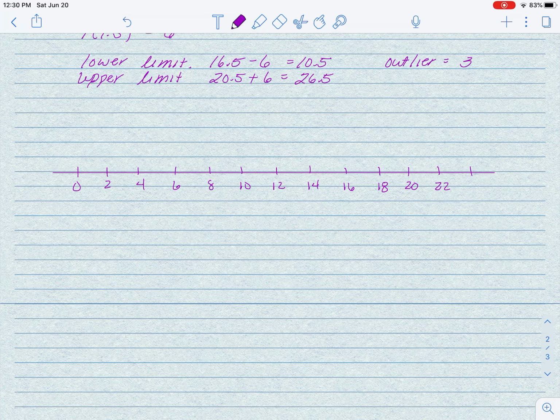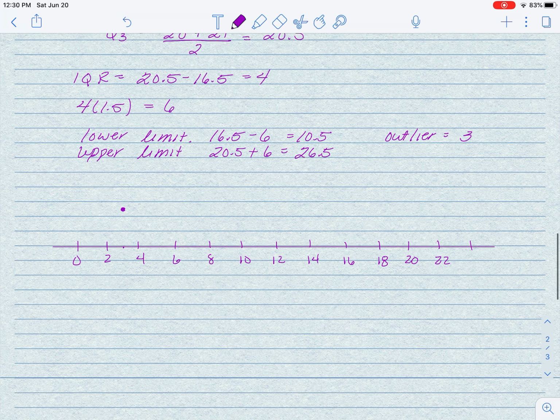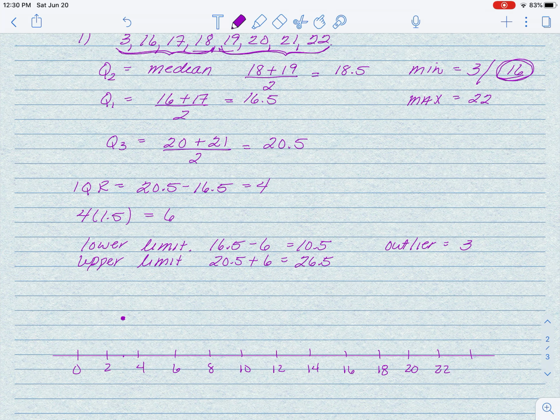Okay. So now the first thing that we do is we do our outlier 3. That's just a dot. And then we're going to do our minimum value, which is 16. Our Q1 is 16.5, so that's a straight line. Here's 17, 16.5 is right about here. Our Q3, 20.5. I'm going to make a box out of that. And in that box, I'm going to put my median, which is 18.5.